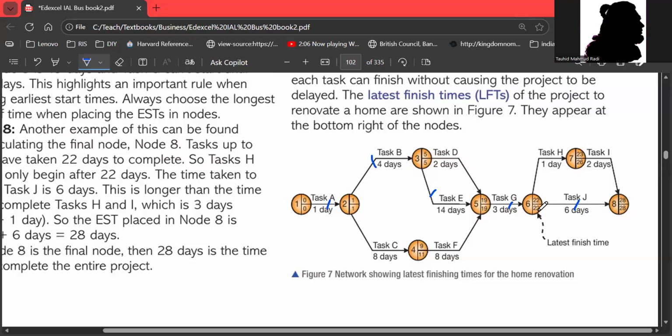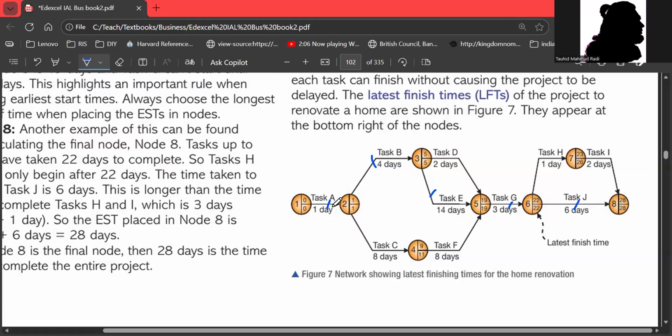Then again, 22 minus 3 is 19. No problem with this one. But if you see this path, 19 minus 14 is 5, but 19 minus 2 is 17. Instead of 17, we are taking 5. Why? Because this is the lowest one. Then 5 minus 4 is 1. But 11 minus 8 is 3. Instead of 3, we are taking 1. Why? Because this is the lowest value. So that's it.